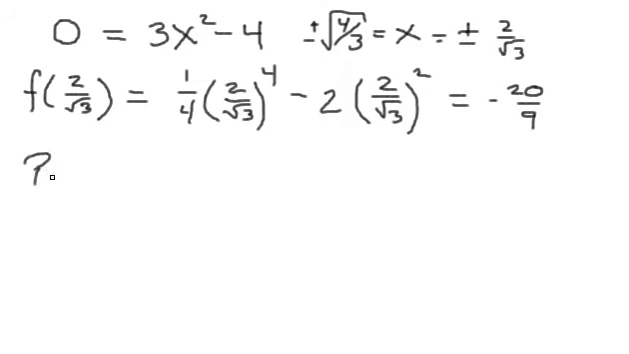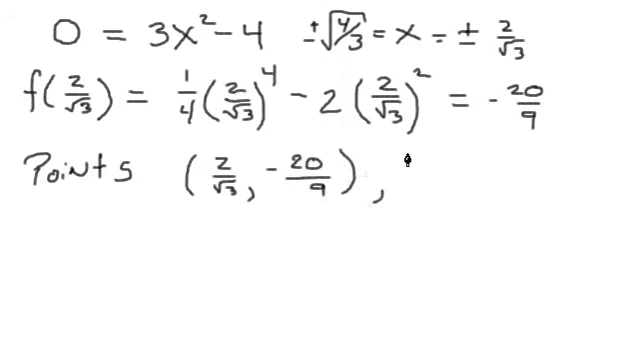So I'm going to say that our points of inflection are going to be 2 over the square root of 3, comma, negative 20 over 9, and negative 2 over the square root of 3, comma, negative 20 over 9. Okay, so those are our points of inflection right there. Now what we want to do is find our concavity.